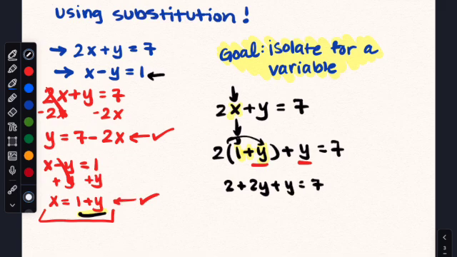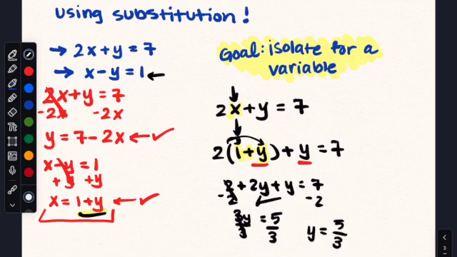Now we're going to do minus 2 to both sides. And then we're going to get 3y, because I added those, equals 5. Now we're going to isolate for y. And we end up getting y equals 5 over 3. This is a numeric value that we can work with for y.